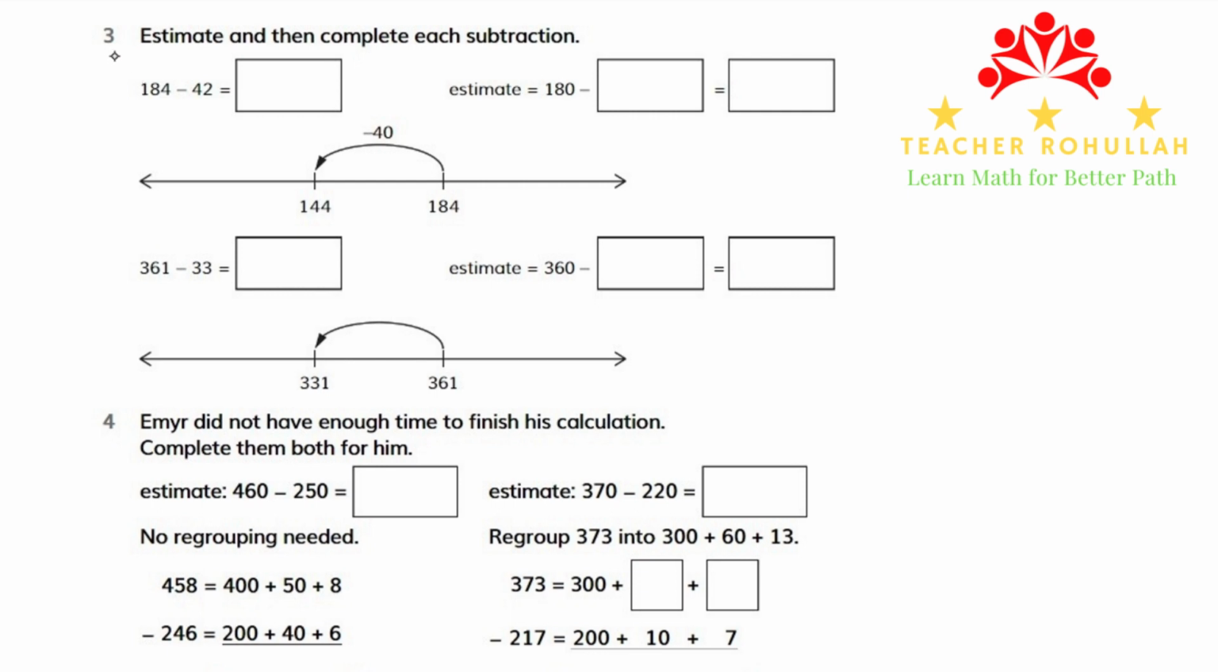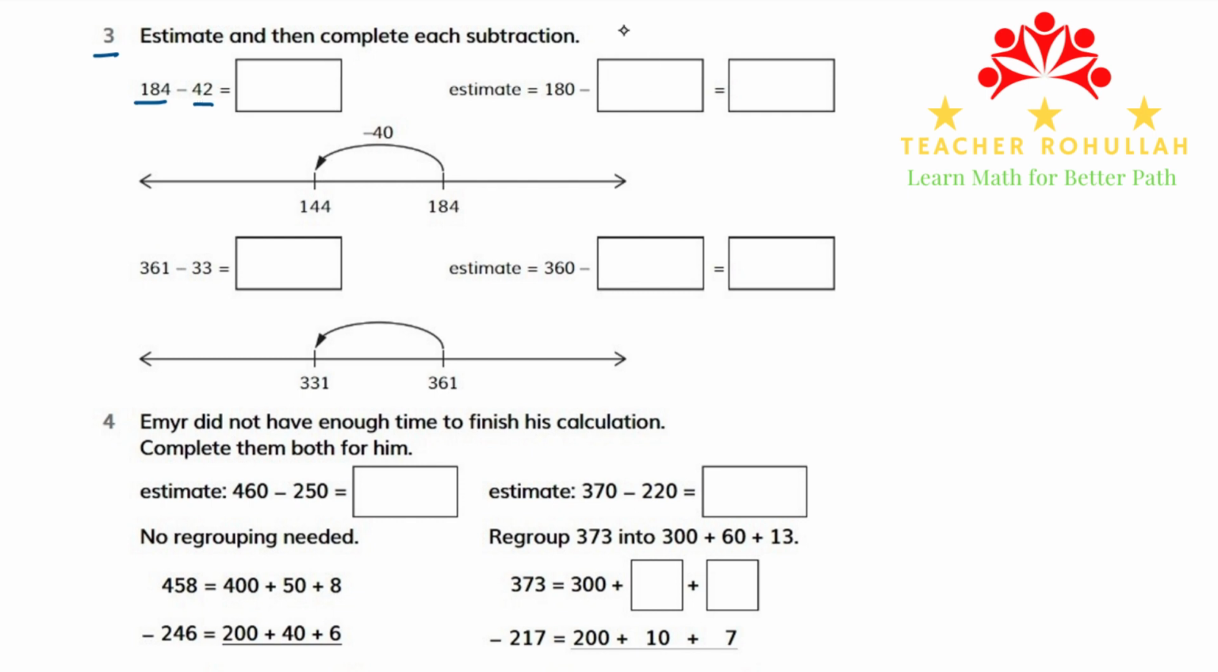In question number 3, it says, estimate and then complete each subtraction. We have two numbers, one 3-digit number and one 2-digit number. To estimate, the first number is already rounded. So we have to round the 2-digit number also.